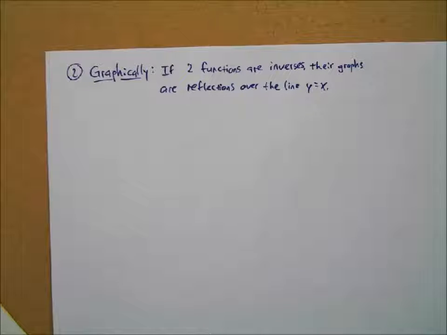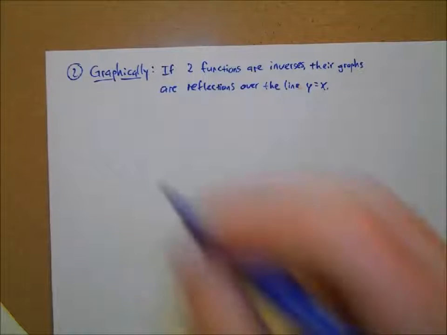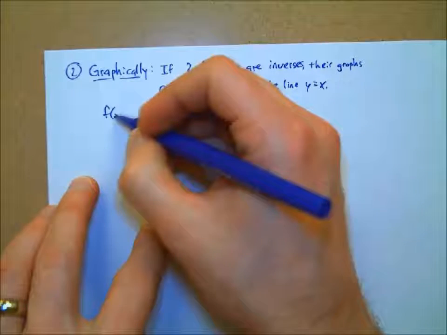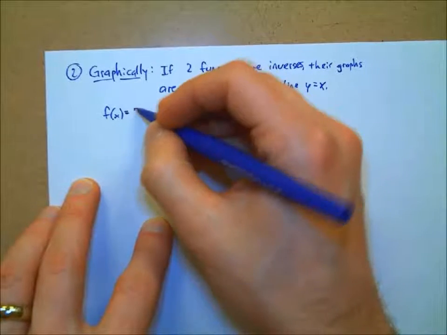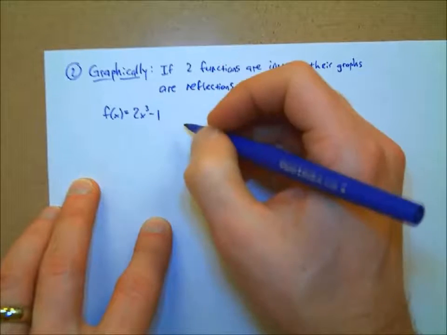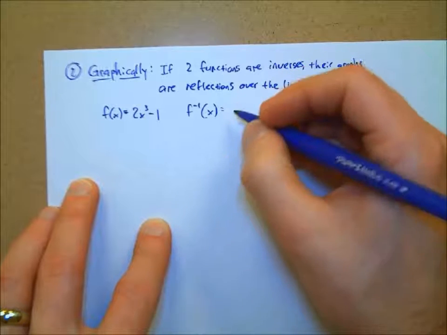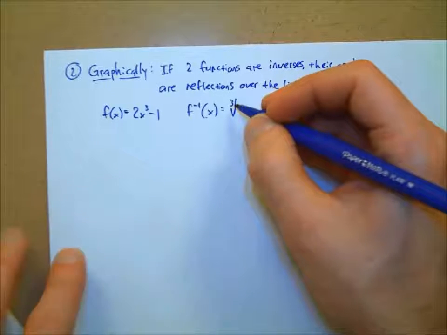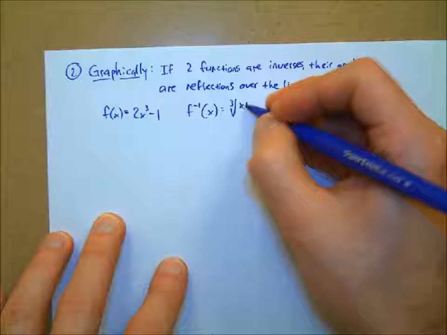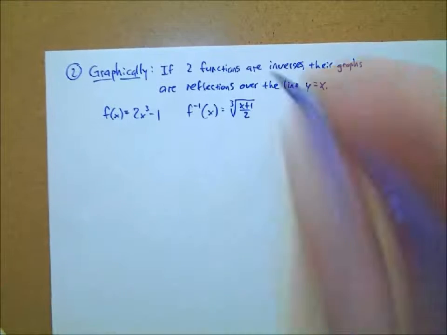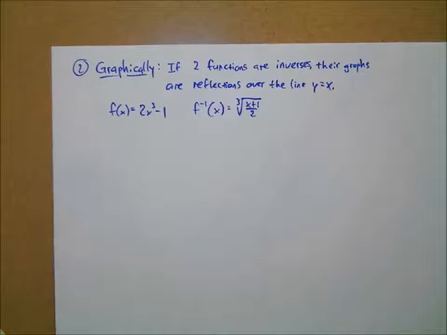So, I'm going to show you that here with a graphing calculator. Let me maybe pick something more interesting here. I'll start with f of x equals 2x cubed minus 1, and then I'll go ahead and give us the inverse of f, and we'll say it's going to be the cube root of x plus 1 all over 2. So we'll graph this here on our graphing calculator and see what I mean by the reflection over the line y equals x.